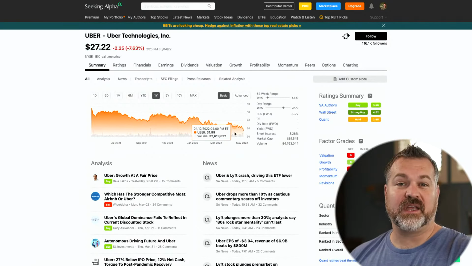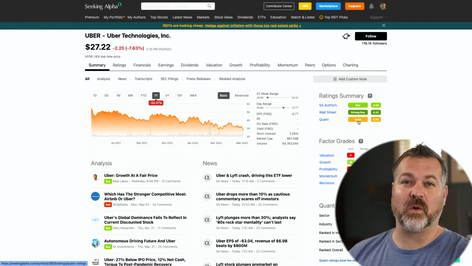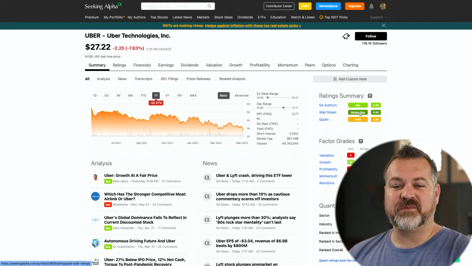And if we look over at Seeking Alpha, which is something that I like to use, I can see that this is a quantitative rating on a whole. Wall Street ratings are a strong buy, but really what I'm looking for is this quant rating.